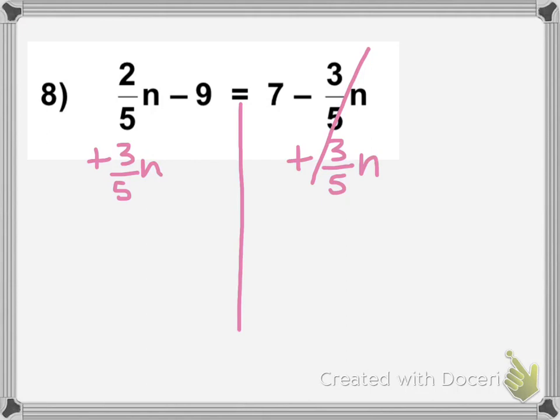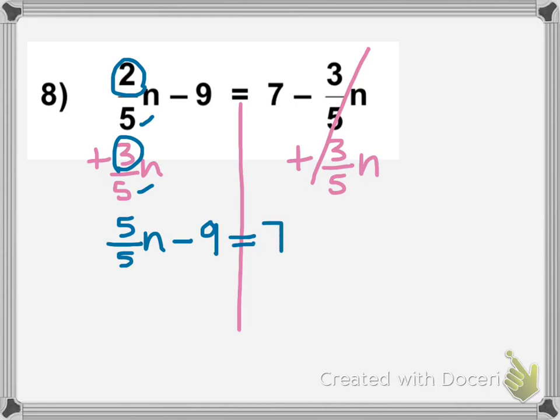Now watch what happens here. It's pretty cool. On the left, 2/5 n plus 3/5 n. They have the same denominator. So all I have to do is add their numerators. Add the 2 and the 3. 2 plus 3 makes 5. My denominator is 5. So I've got 5/5 n. Bring down that minus 9. Equals 7 on the right.